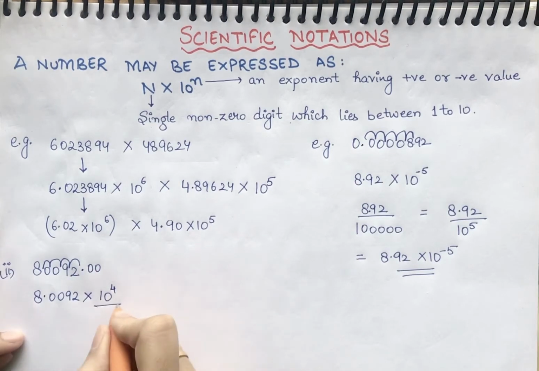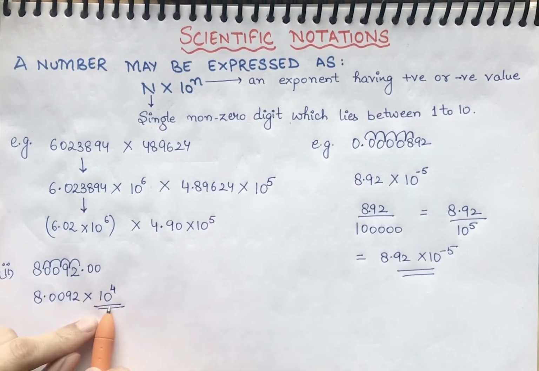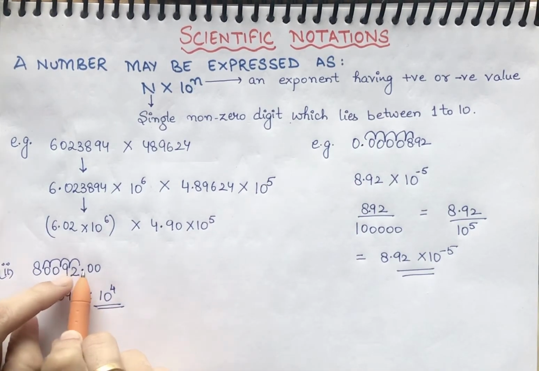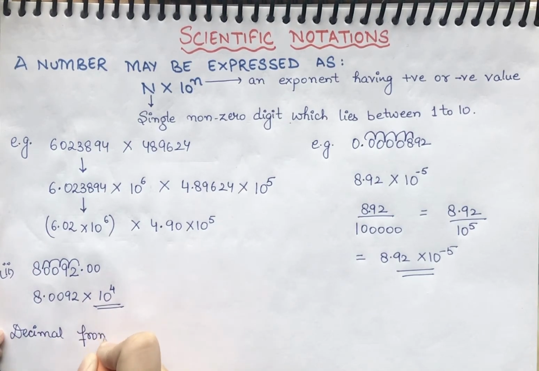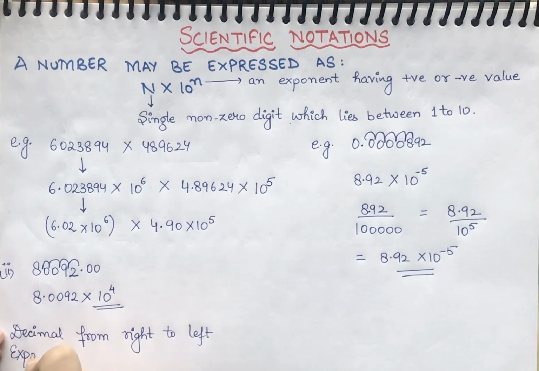The exponent will be positive if we are moving the decimal from right to left. You can write here: if you are moving the decimal from right to left, the exponent will be positive.